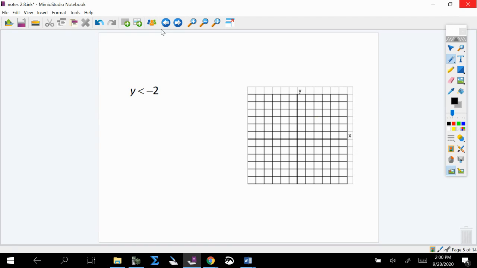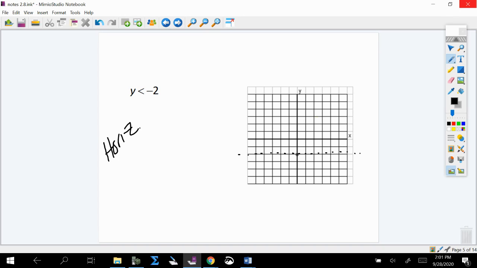If it only has a y, this is going to be a horizontal boundary line. So you're going to go to -2 on the y-axis and put a point. So -2, put a point. And then you're going to draw your boundary line horizontally. The other thing you're going to check is because it has a less than sign, not an equal to, you're going to draw a dotted horizontal boundary line.